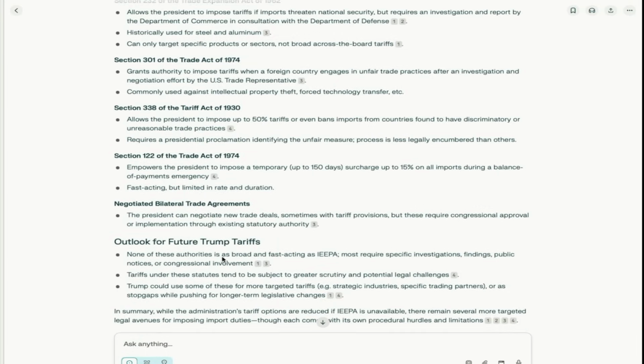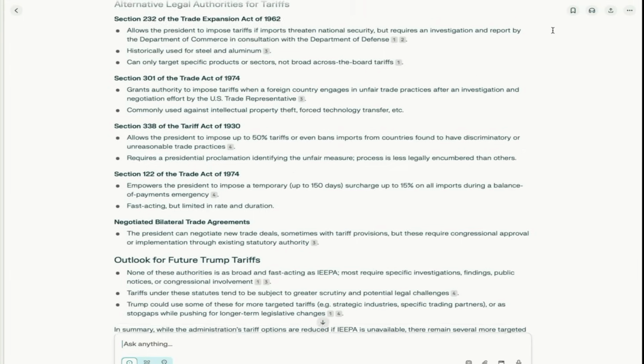Outlook. None of these authorities is as broad and fast-acting as IEEPA. Most require specific investigations, findings, public notices, congressional involvement. He does not like that idea. Tariffs under these statutes tend to be subject to greater scrutiny and potential legal challenges. Trump could use some of these for more targeted tariffs or as stopgaps while pursuing longer-term legislative changes.